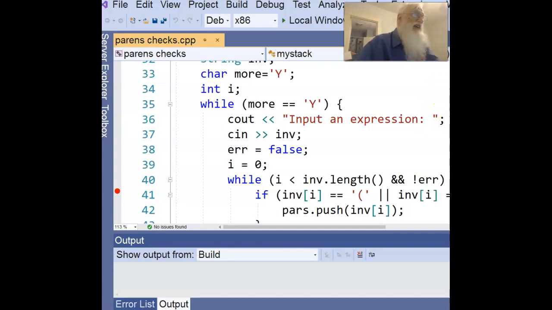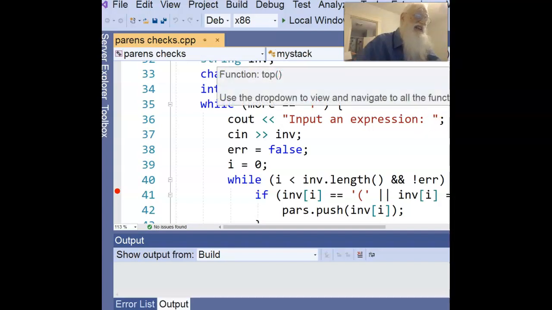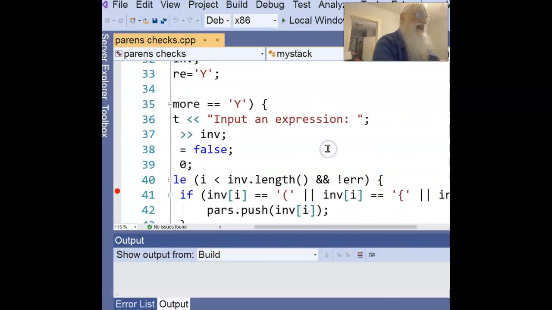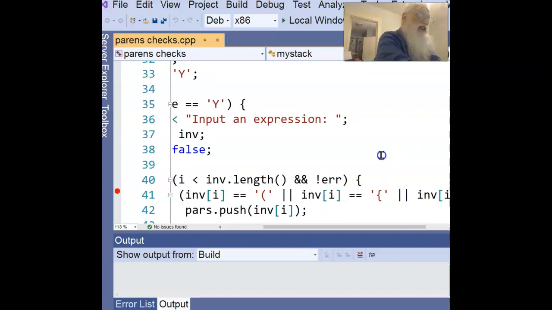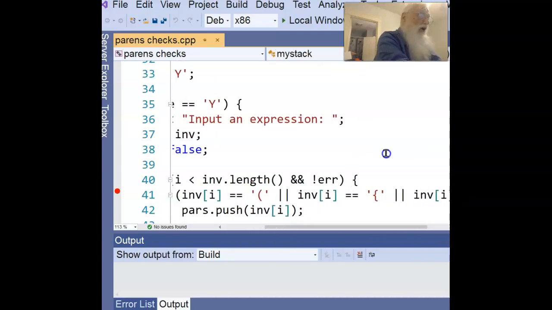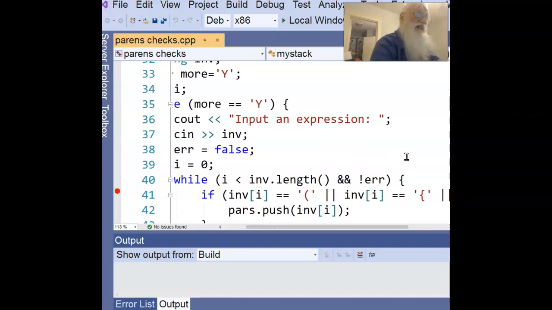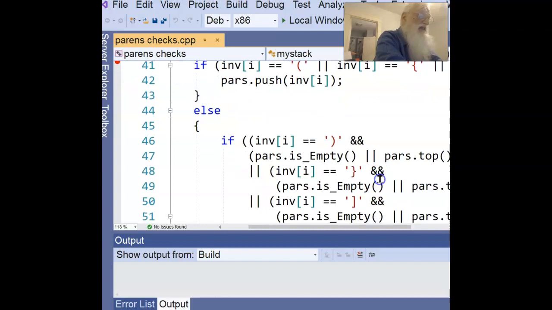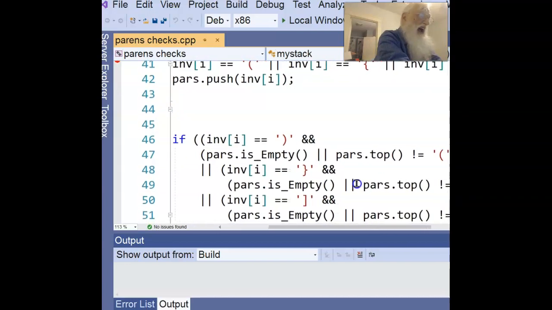So if I is less than the length of the string, and there's no error, then I am going to compare inval I to each of these three open parentheses. If it is one of them, I push it on. If it's not, and this one was a little complicated, it probably could have been made easier.